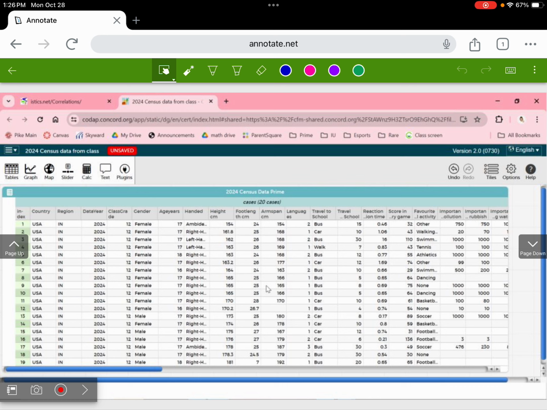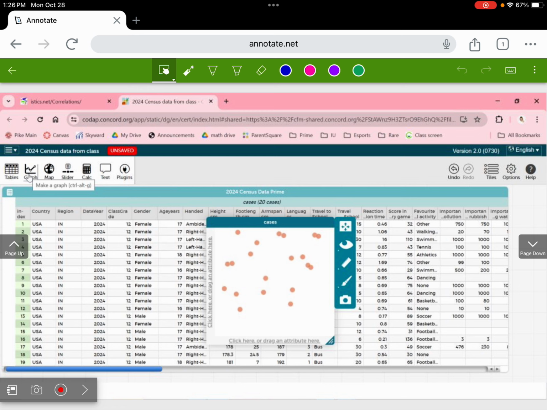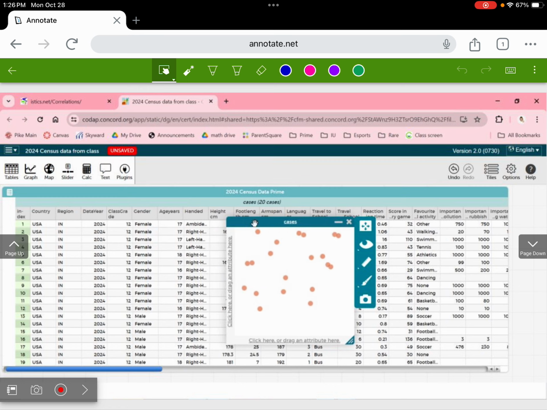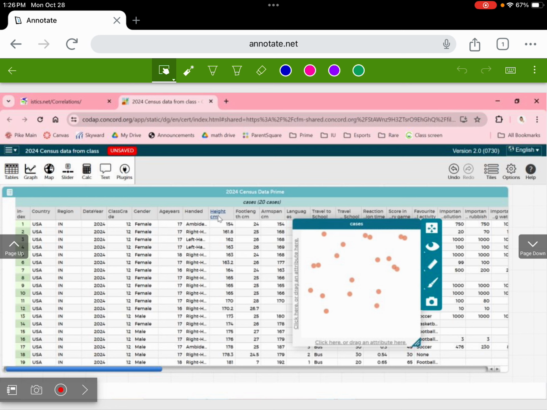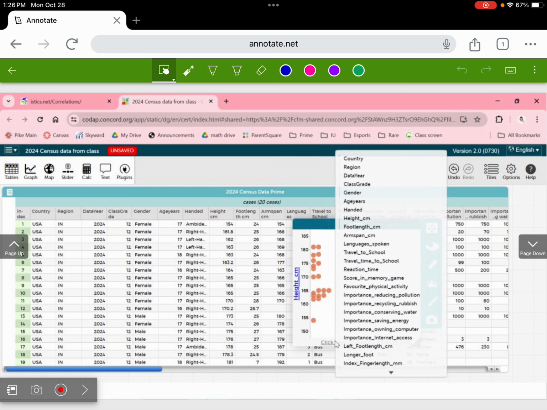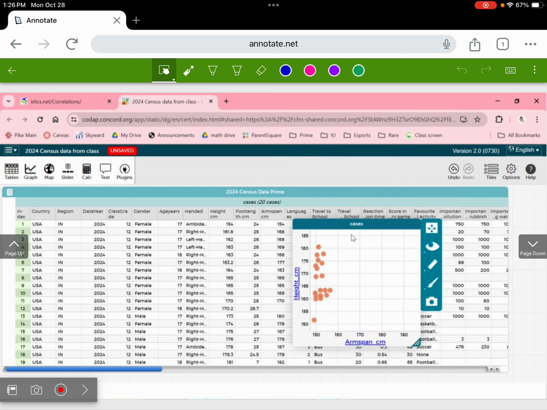When you're in the software, you say, I would like a graph. You can either click and drag, because I want to have height on one of them, and I can click and drag it here, or I can click on here and pick out of the list of all the titles. So I need arm span here. You can do it either way; it doesn't matter how we get there. I want arm span versus height.